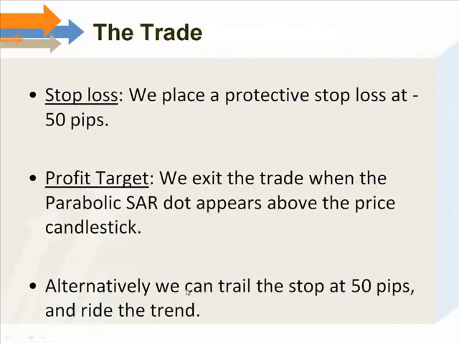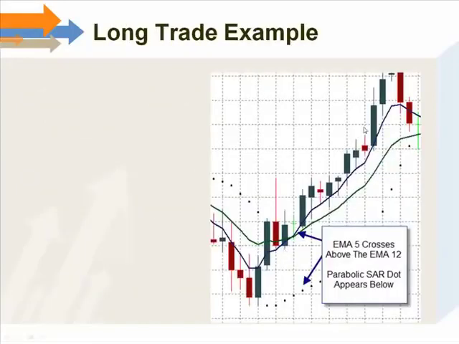Once we do that, we enter the trade, and when we enter the trade, we place a protective stop loss at 50 pips. To exit the trade, we exit when the parabolic SAR dot appears above the price candlestick. Again, you can use the alternative exit method of trailing the stop at 50 pips. When you're just starting out, this method is the simplest, so that's the method I'm going to use in the examples. So let's look at this here, and then we'll show you some real examples on the charts.